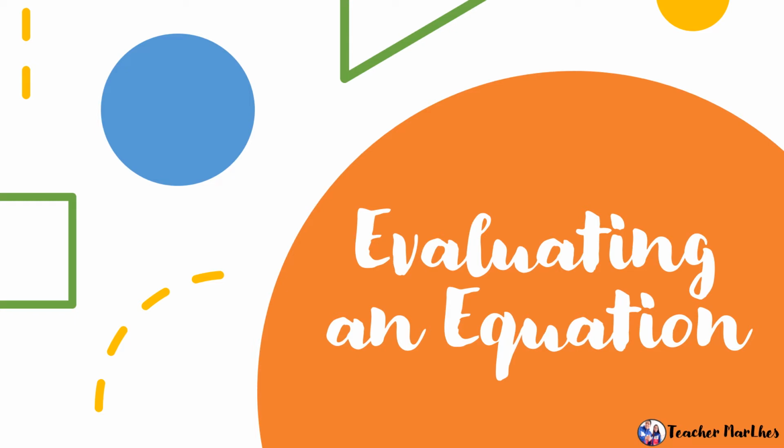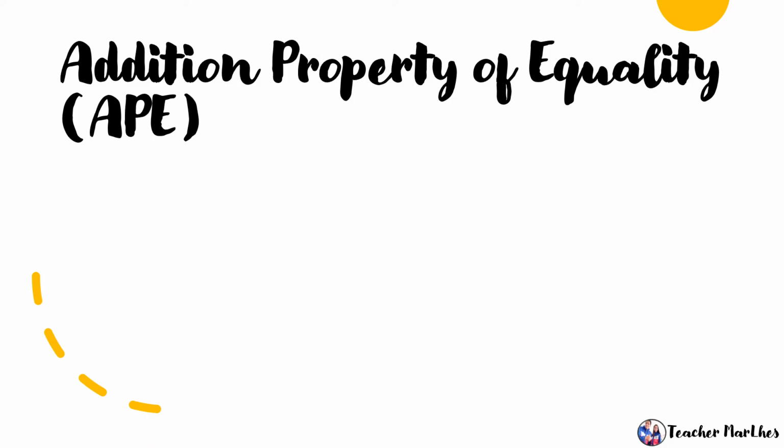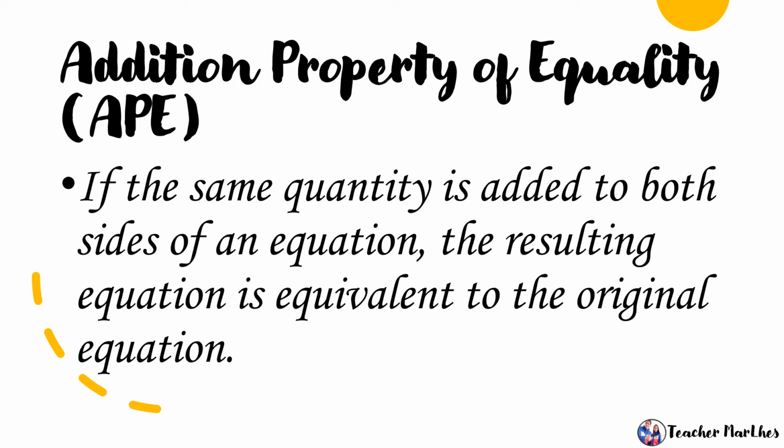When solving an equation, our goal is to find the value of the variable that makes the equation true. We will use the property of equalities to solve an equation. The first property is the addition property of equality. If the same quantity is added to both sides of an equation, the resulting equation is equivalent to the original equation. In solving an equation, we need to find the value of the unknown or the variable. We need to isolate the variable to find its value.